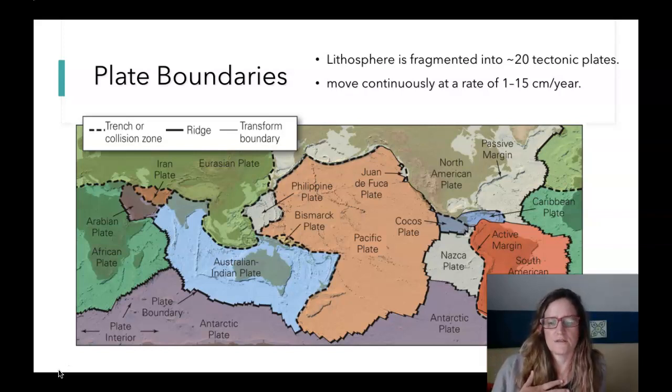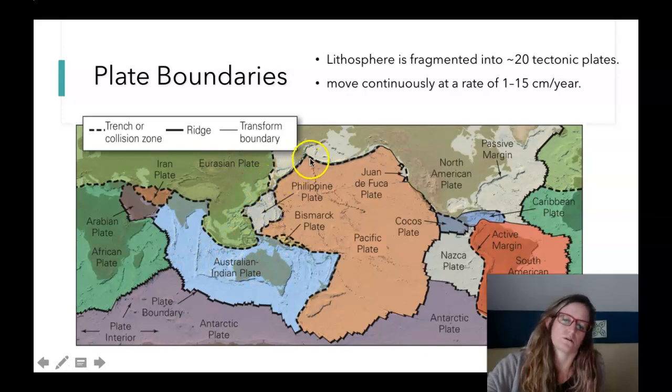The boundaries in this image are designated by different patterns. So trenches or collision zones look like tiny little hyphens, dashes, and most of those are around Australia, up through India, there's some around the Philippine plate, up around the northern part of the Pacific. Well, it skips a little bit here, but we go over to the edge of the Nazca plate where it is subducting under the South American plate. So those are all collision zones where plates are moving together.